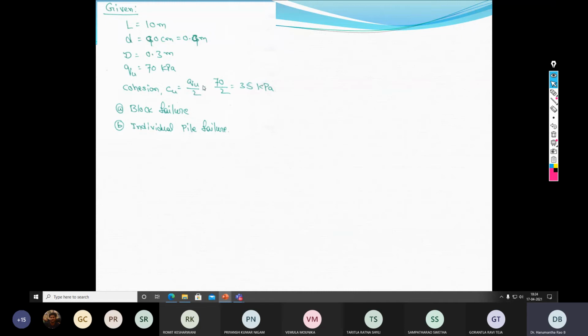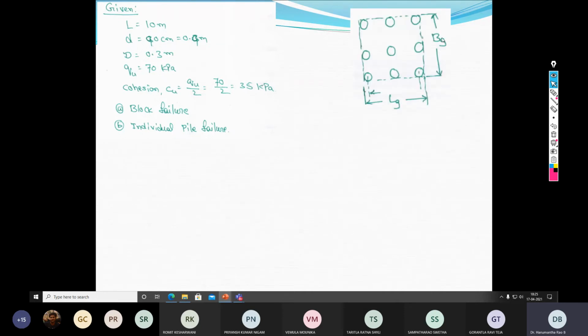So these are the given details. Length is 10 meter, spacing is 0.9 meter, diameter is 0.3 meter. Undrained shear strength is 70 kilopascals. So cohesion can be computed from qu, that is Cu equal to qu by 2, that is 35 kilopascals. So two schools of thought: one is to consider it as a block failure, the second is to consider it as an individual pile failure.